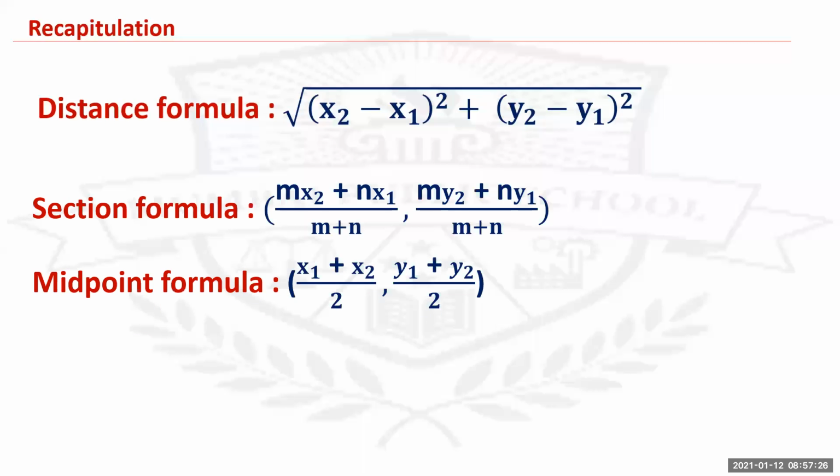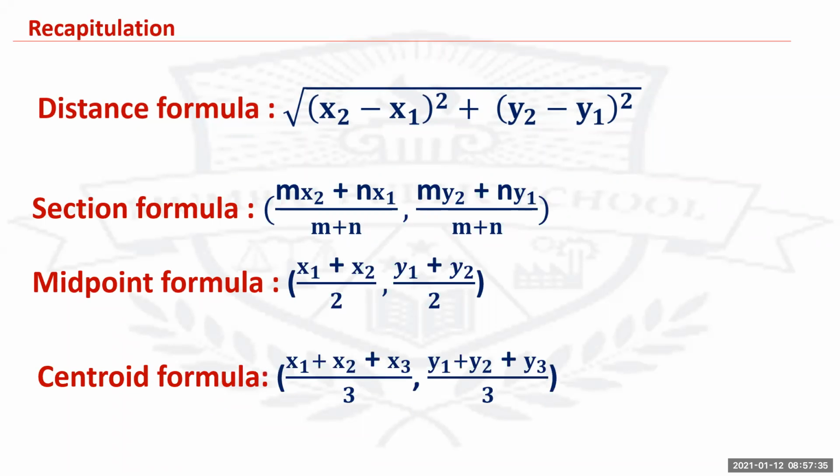Midpoint formula: for x coordinate (x1 plus x2) upon 2 and for y coordinate (y1 plus y2) upon 2. Then centroid formula: for x coordinate (x1 plus x2 plus x3) upon 3 and for y coordinate (y1 plus y2 plus y3) upon 3. So these four formulas, you have to learn by heart, and once you get through all this, you will get good marks in this chapter. Understand, this chapter is completely based on these formulas, so revise these formulas properly.